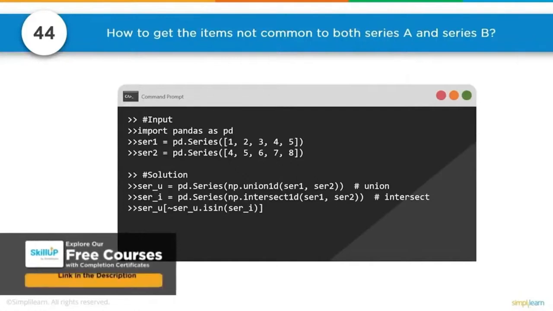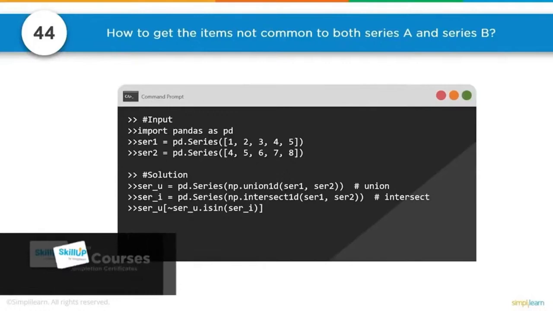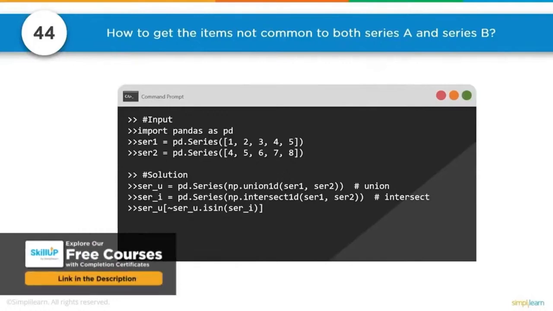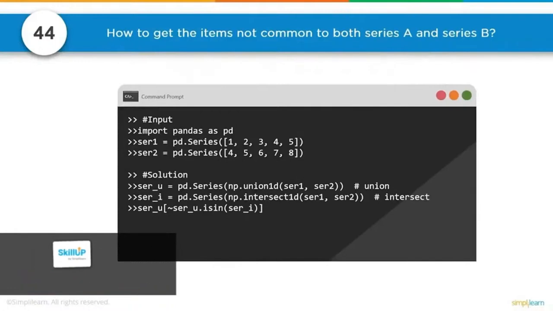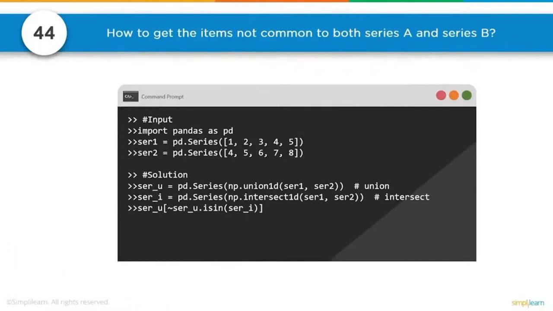We now have Series 1, a pandas Series with an intersection, and then we can remove one from the other. Series U is Series U dot isin Series 1. So if the union is not in the intersection, then you know it's a unique value. A little bit of logic going on there and playing with 3 different terms to get the answer we want.